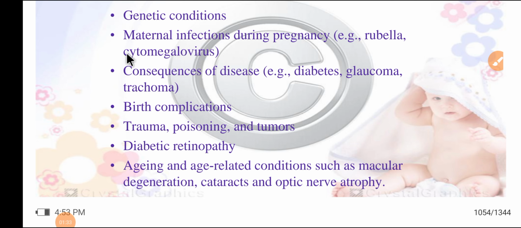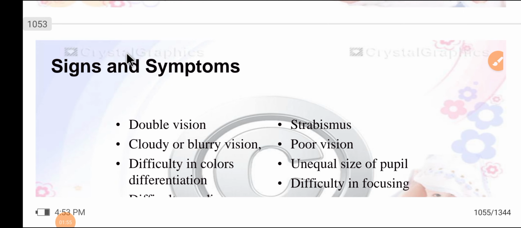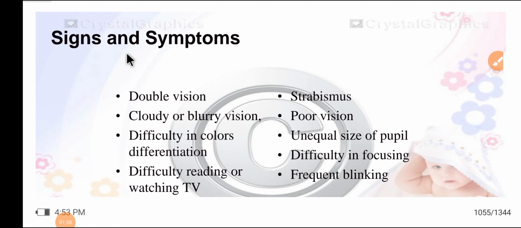Diabetic retinopathy, aging and age-related conditions such as macular degeneration, cataracts and optic nerve atrophy. Signs and symptoms: double vision, cloudy or blurry vision, difficulty in color differentiation, difficulty reading or watching TV, strabismus, poor vision, unequal size of pupil, difficulty in focusing, frequent blinking.